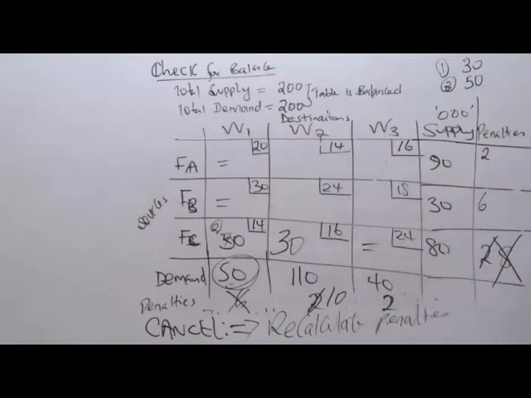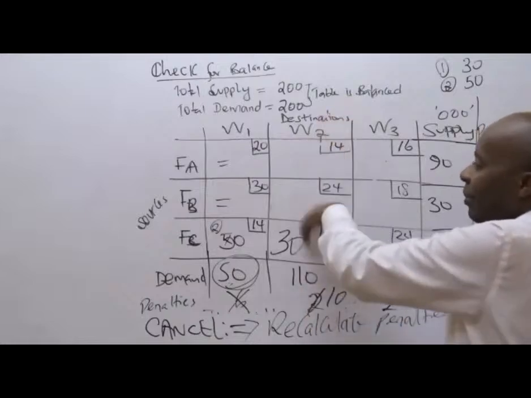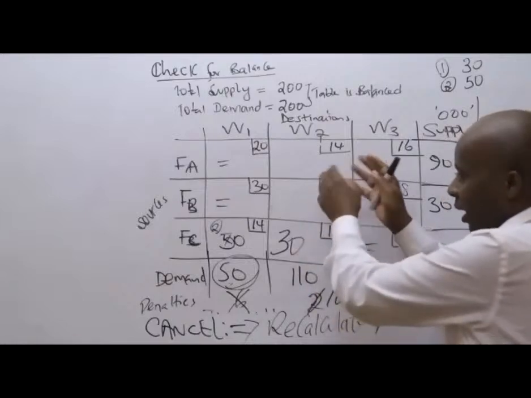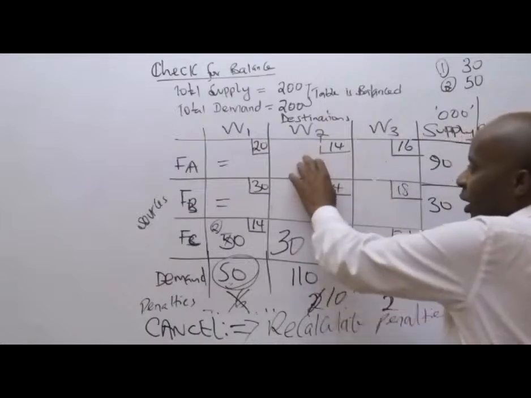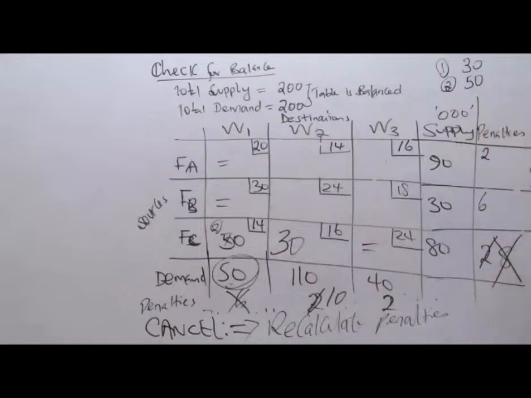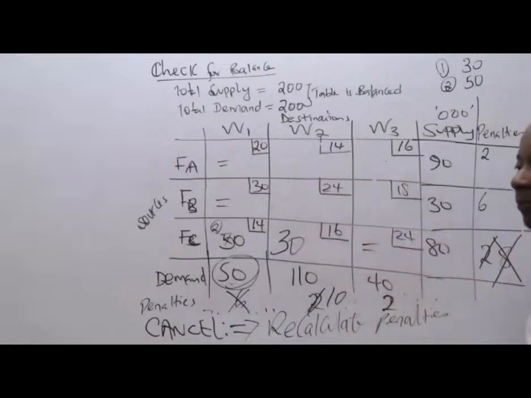When you walk along the column that has the highest penalty, this 10 here, it takes me to the very best cell. The very best cell is the one that has the lowest cost. So the one that has the lowest cost is this one here with 14. So then how many units will it take here? Ladies and gentlemen, row-wise is supposed to be 90.